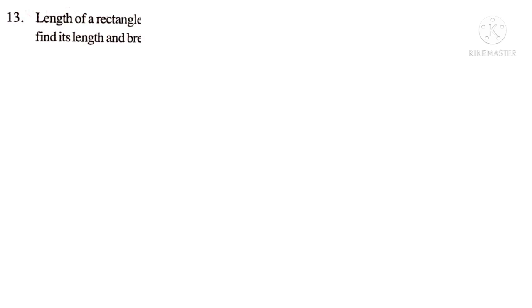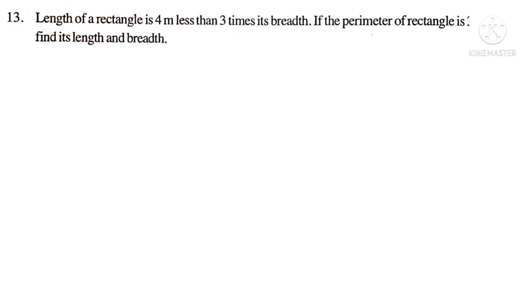Now 13. The length of a rectangle is 4 meters less than 3 times its breadth. If the perimeter of the rectangle is 32 meters, then find its length and breadth.